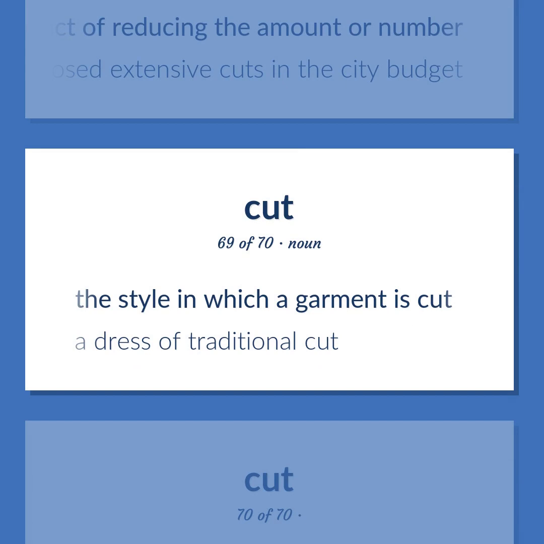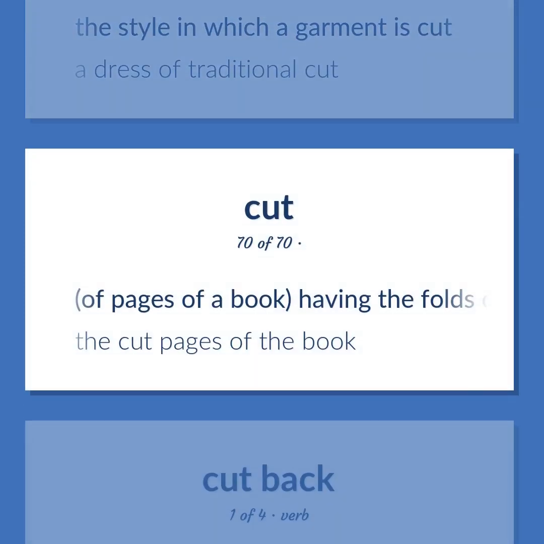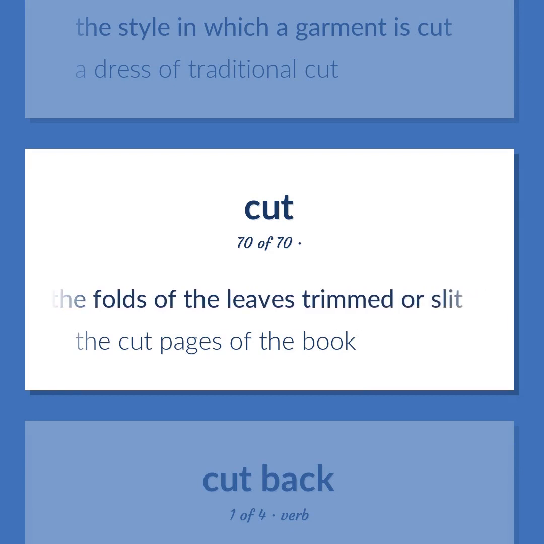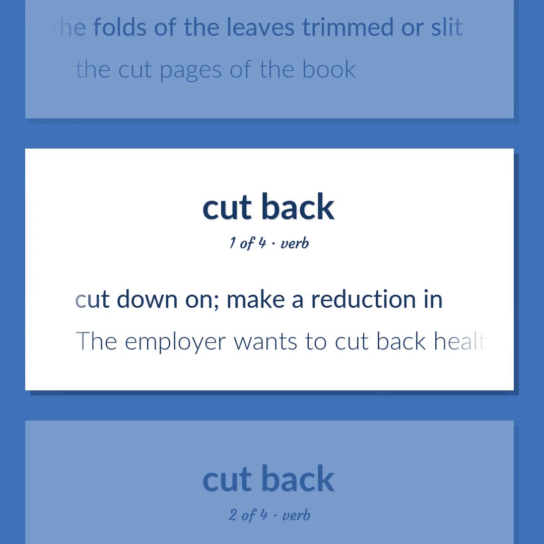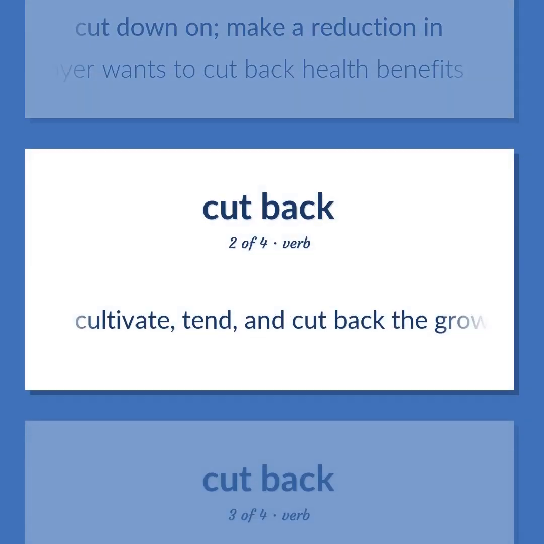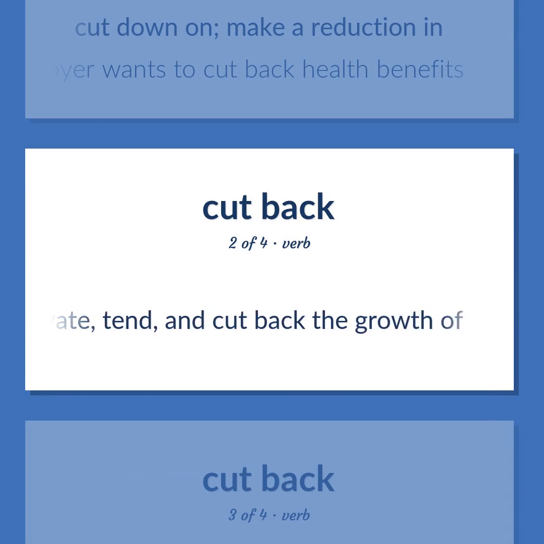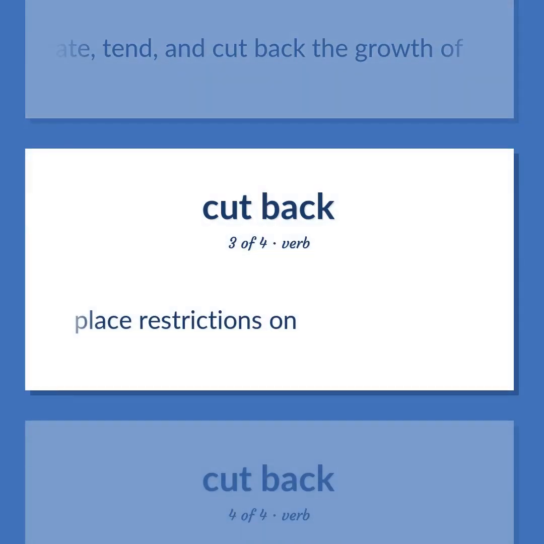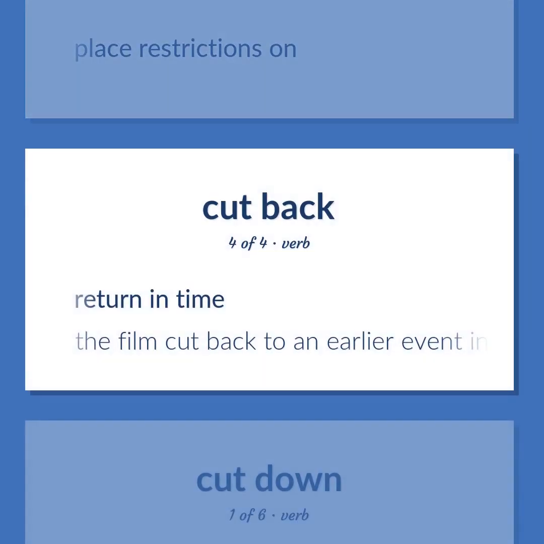The style in which a garment is cut. A dress of traditional cut. Of pages of a book, having the folds of the leaves trimmed or slit. The cut pages of the book. Cut down on. Make a reduction in. The employer wants to cut back health benefits. Cultivate, tend, and cut back the growth of. Place restrictions on. Return in time. The film cut back to an earlier event in the story.